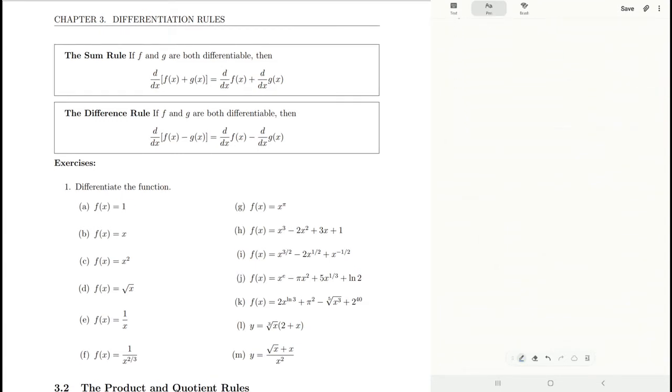So let's have a look at some examples. So for the first example, we have f of x is equal to 1. And we want to find the derivative of this function. Now 1 is a constant, and by the first rule, we know that the derivative of a constant is equal to 0. So f prime of x is 0.